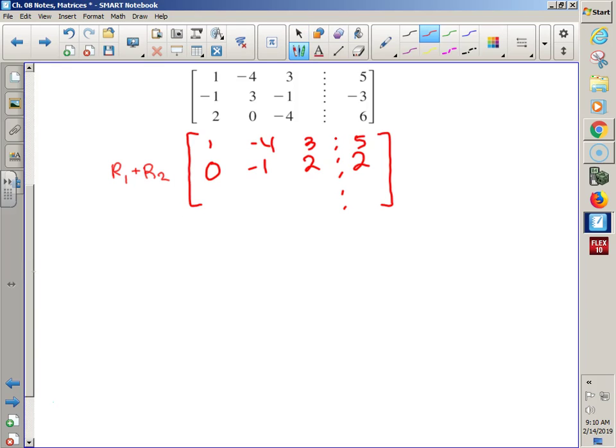what have I done? I've kept this guy because he's already good with an x and a y and a z and a number. I have my first equation in my row echelon form. I didn't need to change him. But what did I need to get rid of for my next step? I needed to get rid of x. And how do I get rid of x?